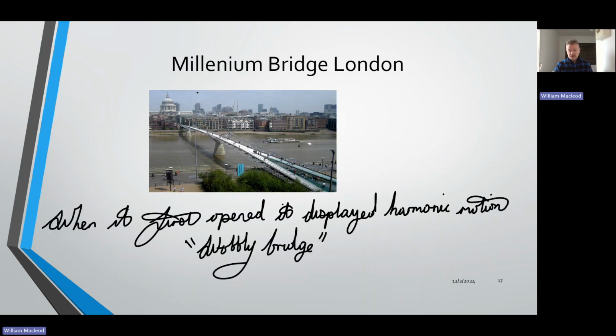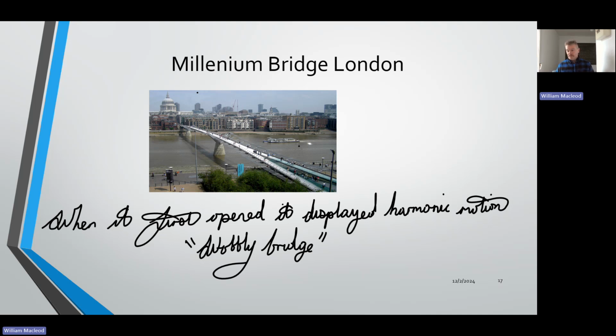So let's think about an engineering application first of all. This is an image of the Millennium Bridge, and no surprise there, it was opened in the year 2000 in London, and that's why it's the Millennium Bridge of London. But it's known in London as the Wobbly Bridge.